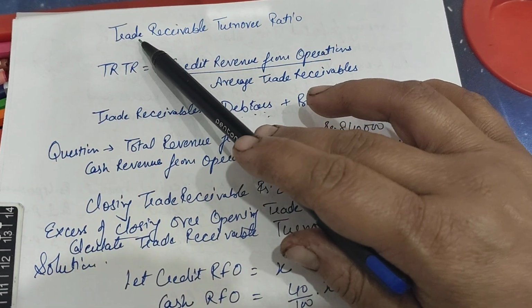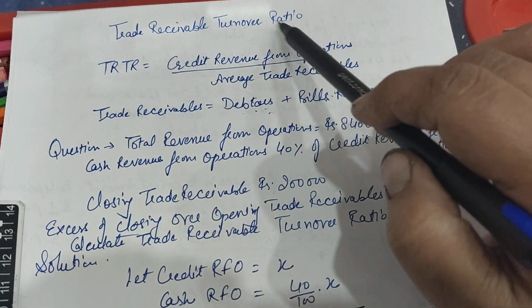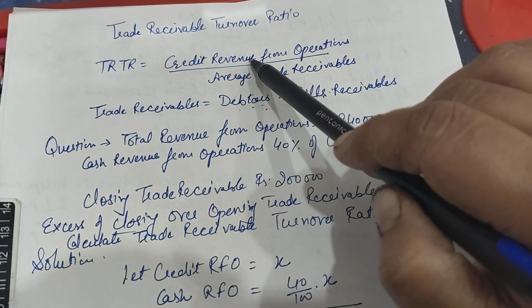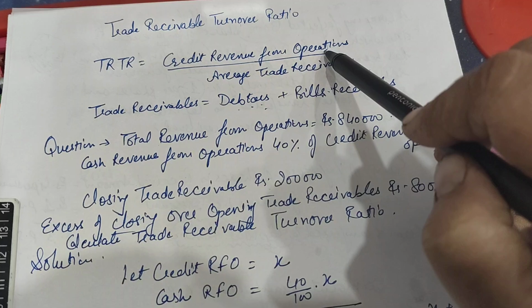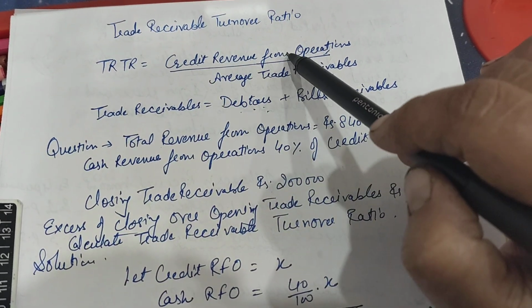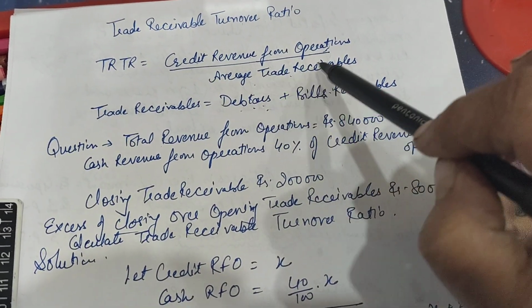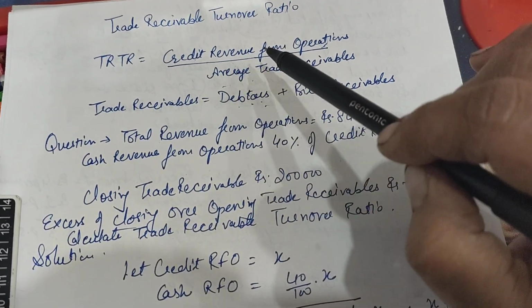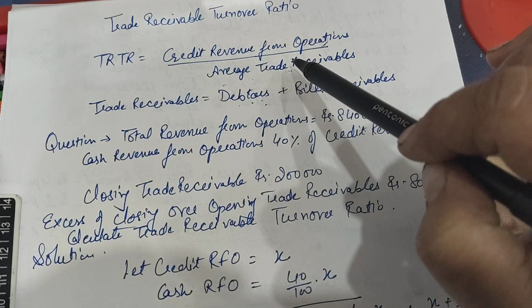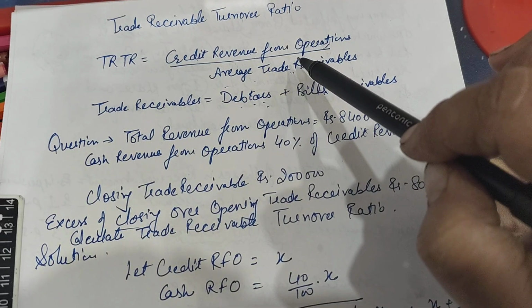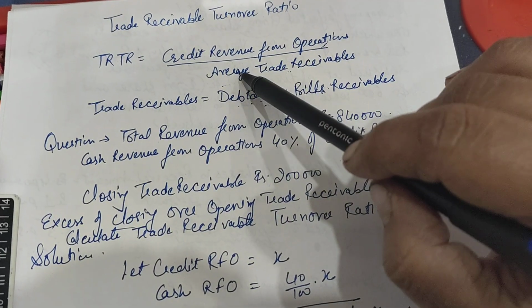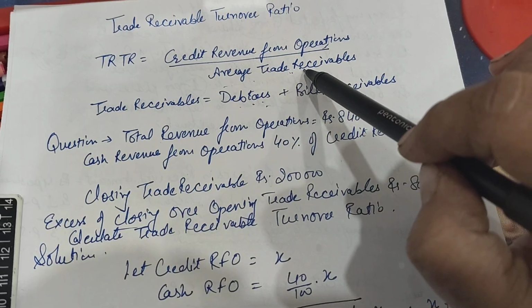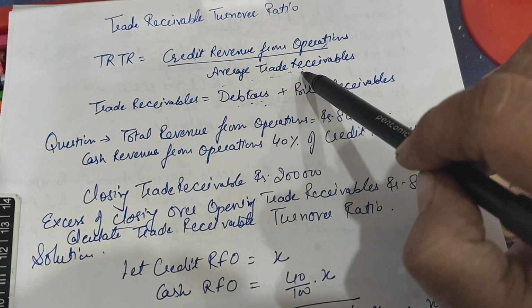So the formula for trade receivable turnover ratio is credit revenue from operations. Revenue from operations means net sales. So credit net sales upon average trade receivables. What is meant by average? Average means opening trade receivables plus closing trade receivables divided by 2.